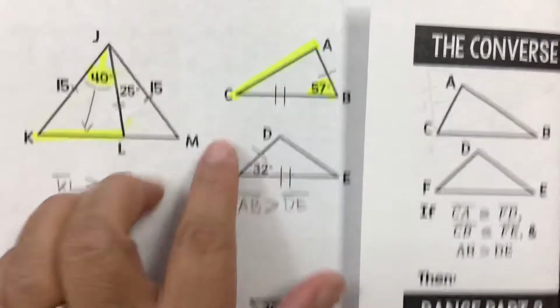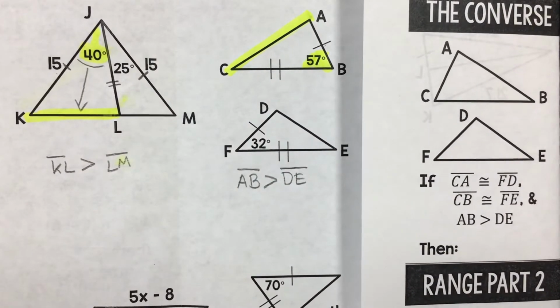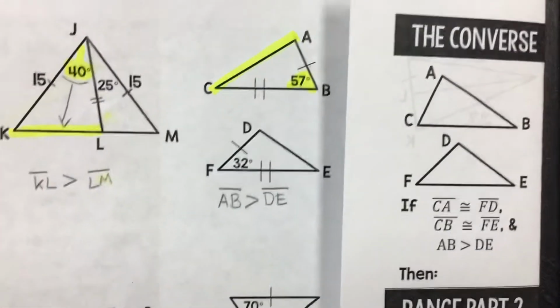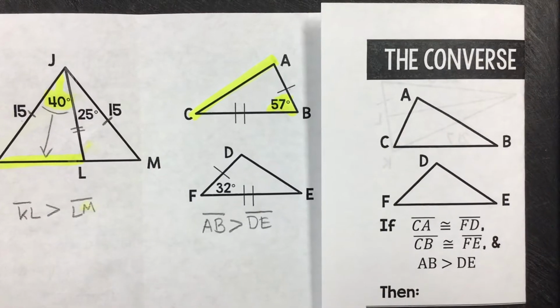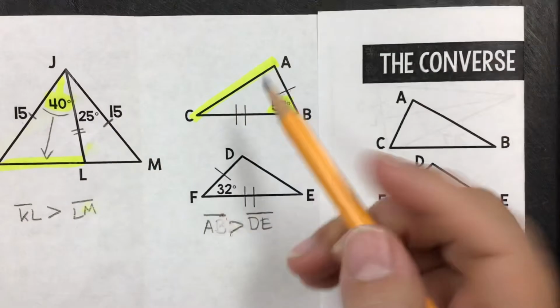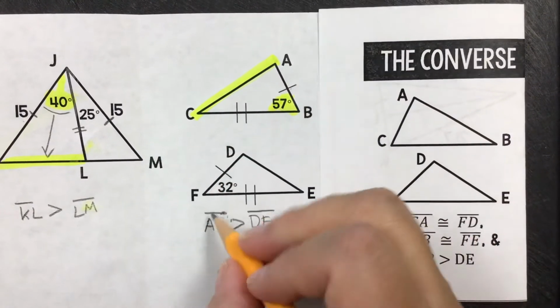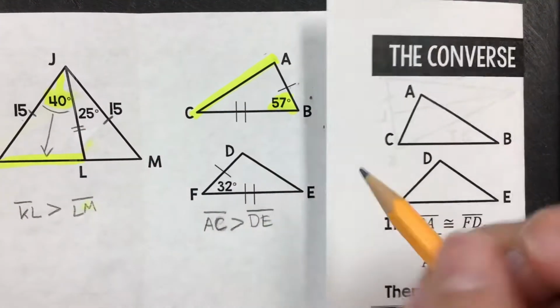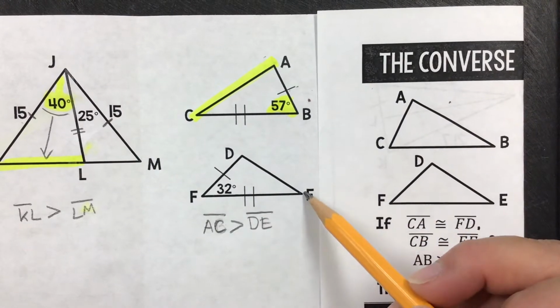This is how you would be tested on this section. AC, oh, thank you. AC, I even highlighted it. AC is greater than DE.